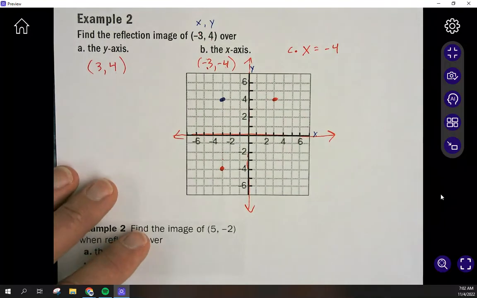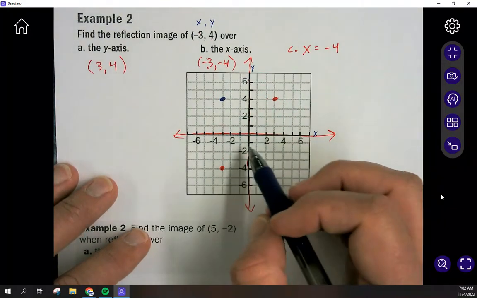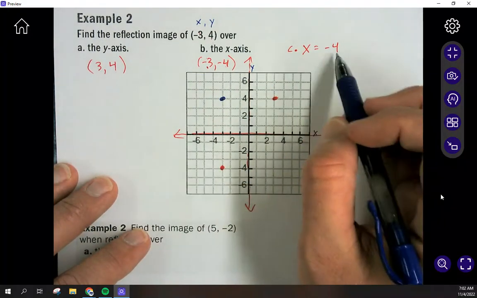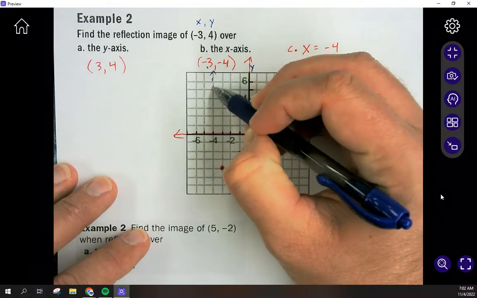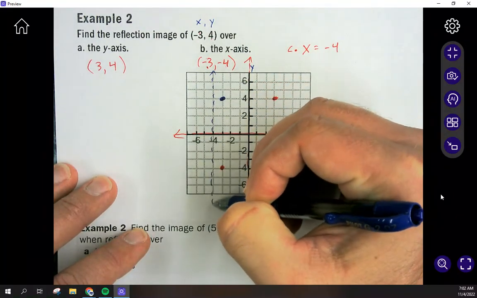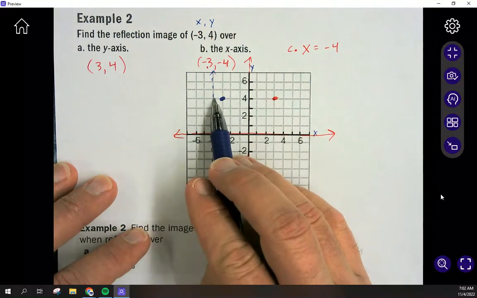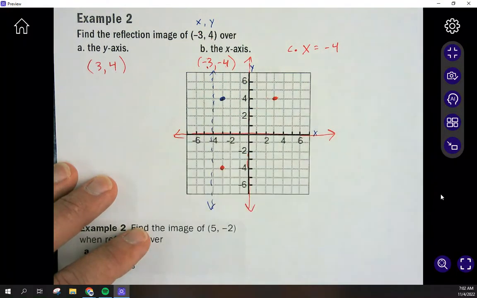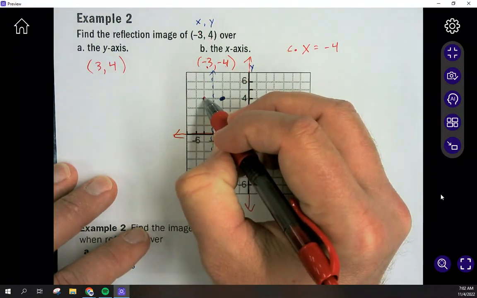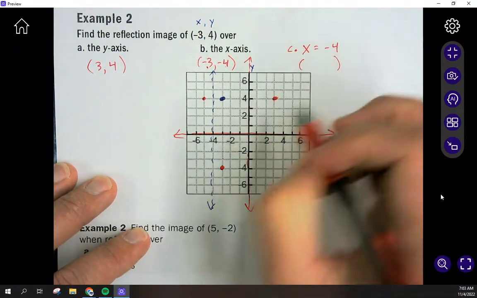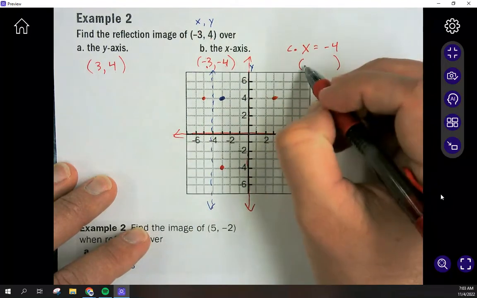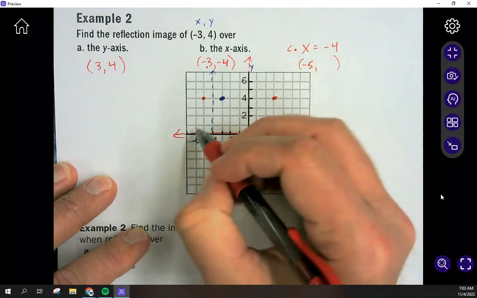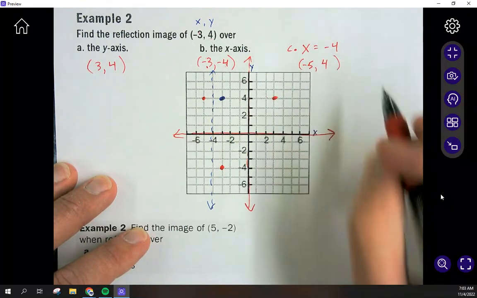So we need to be able to graph that line. We're going to reflect it over it. So you go to the x-axis, -4. This is the vertical line that is always at x equals -4. If I was going to reflect over that, it ends up on the other side, the same distance. So it would end up right here. And so that new point has an x value of -5, and it still has a y value of 4.